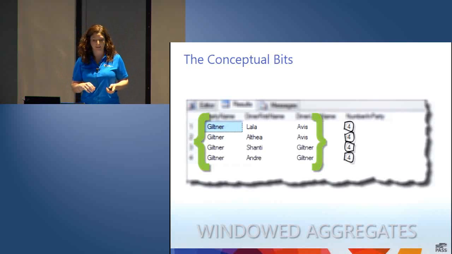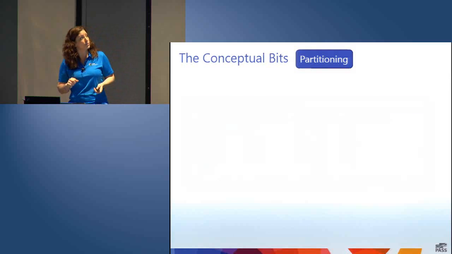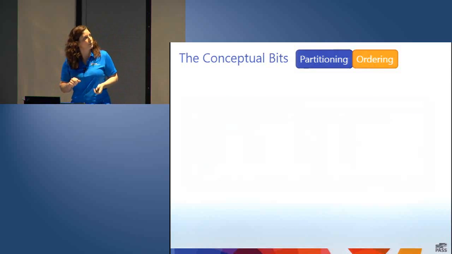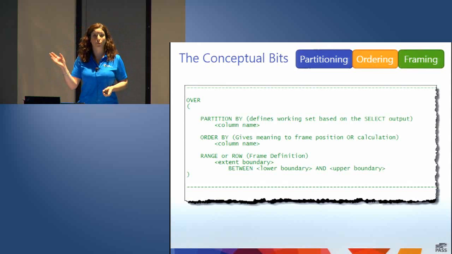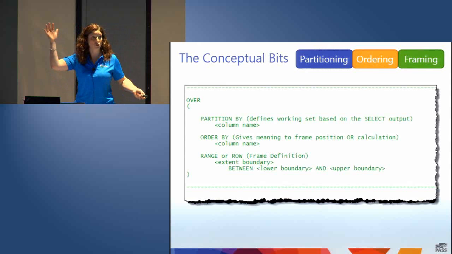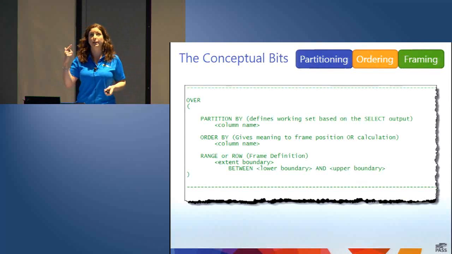So let's build on this idea. As we mentioned earlier, the OVER clause has 3 parts to it. The 3 parts are partitioning, ordering, and framing. Now, all the functions support partitioning. If it's not specified, it just uses the whole result set as the partition. But if we've declared a partition, then any of our aggregate, ranking, distribution, or offset functions can use partitioning. Explaining that's going to be straightforward.